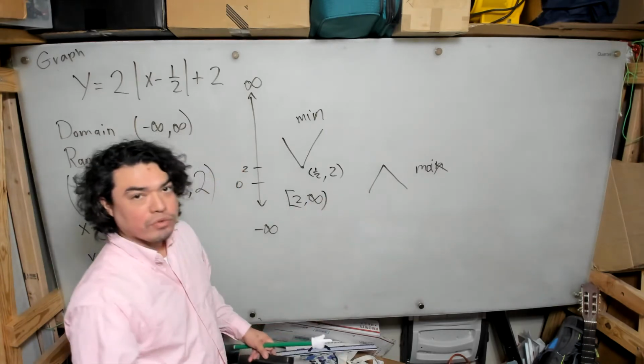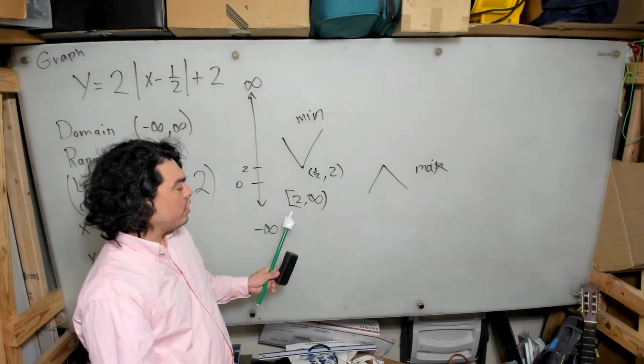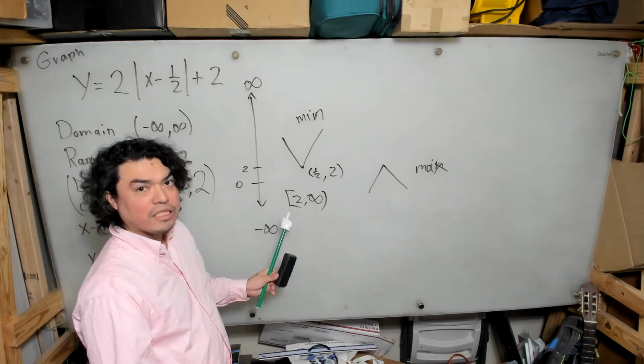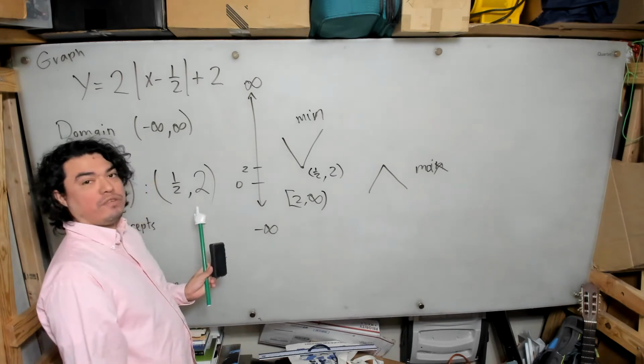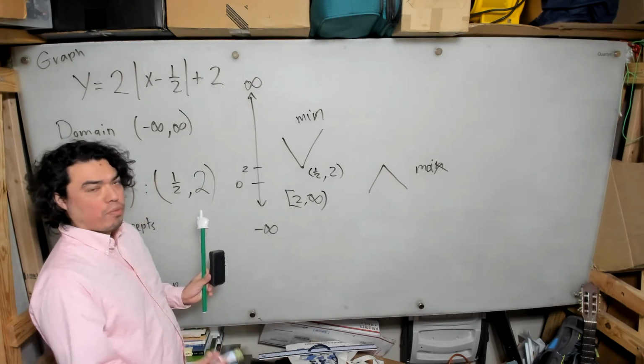The infinity is always with an open parenthesis, and the bracket next to the 2 means I'm including the point 2. Because in fact, we know it achieves this value. It achieves it here at the vertex, at the corner point.